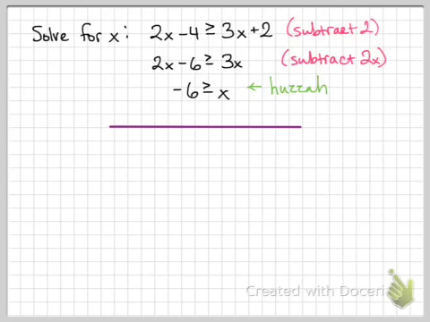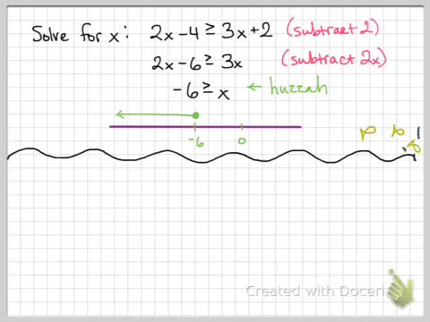But what does this answer mean? Well, let's take a look at a number line. Now, negative 6 is greater than or equal to x, so I know I have a solid bubble, and I know that I need to shade to the left of that bubble, because if you prefer looking at it the other way, it would just say that x is less than or equal to negative 6.